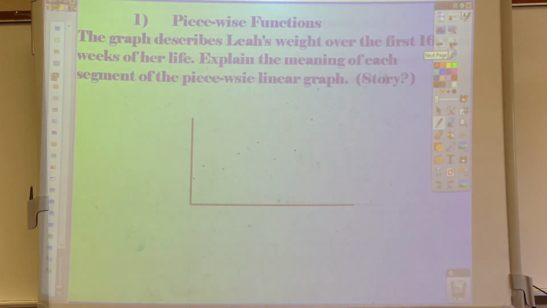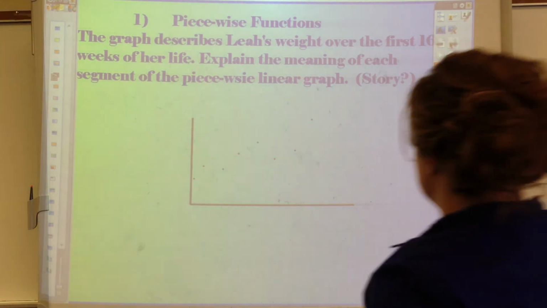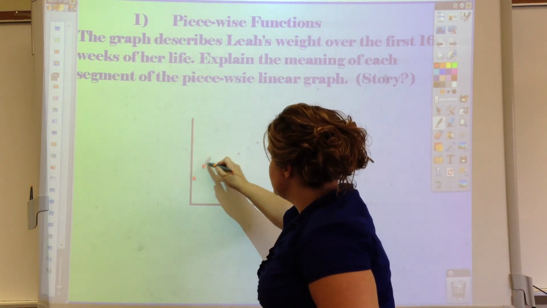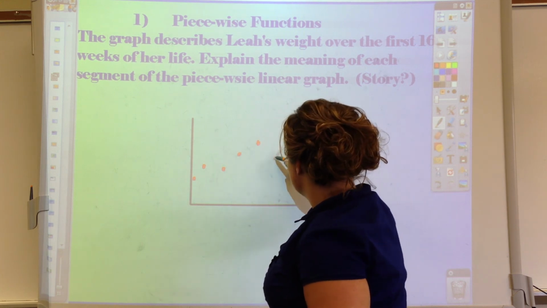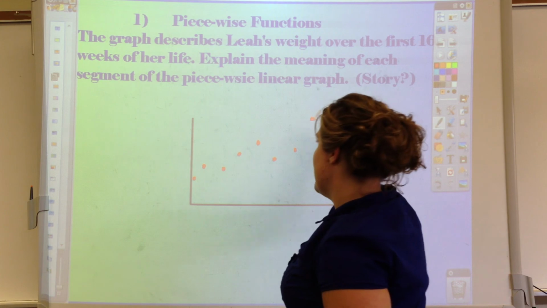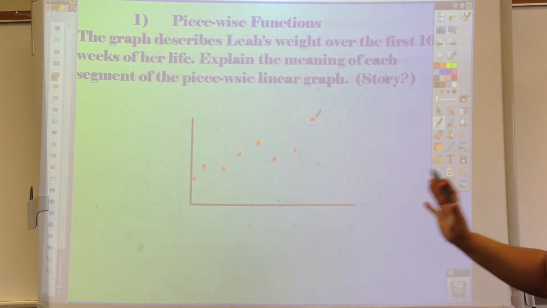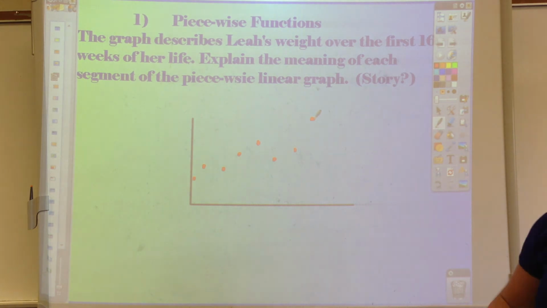All right, what I'd like for you to do for me tomorrow is bring in a sheet of paper where you have graphed these first 16 weeks of Leah's life. Leah's weight depends on a lot of things. When she was born, she started off right here, and these dots represent her weight over the first 16 weeks of her life. I'd like you to plot those points and then explain the meaning in a mini story of what those points could represent, why her weight is fluctuating, and I'll see you tomorrow.